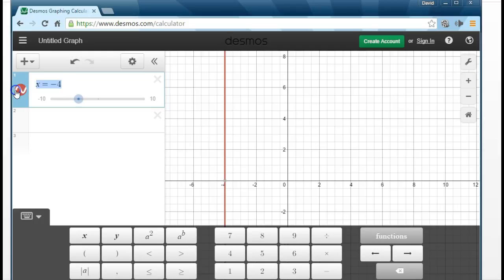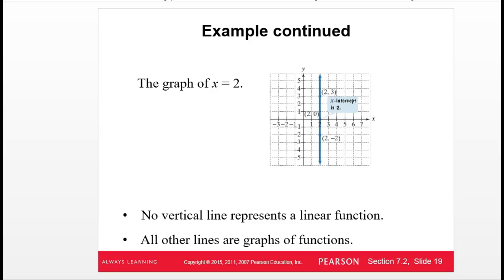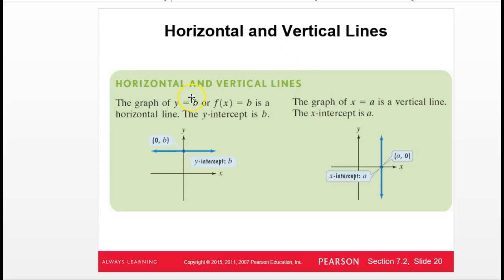Okay, so we can graph y equals 3. You know, it can graph vertical and horizontal lines. But your graphing calculator can't graph vertical lines. It can't graph x equals. So there's just a summary. Horizontal, we'll see y equals. Vertical, we'll see just x equals. No x's in horizontal lines, no y's in vertical lines.